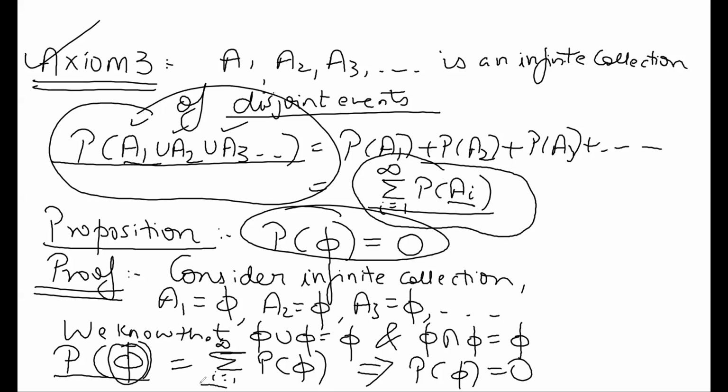Summation as i goes from 1 to infinity P of Ai. Now what is Ai in itself? Ai in itself is also phi, because all the A's are phi. Now the question which comes is, when can a number be equal to its sum? A number P of phi will be equal to its sum only when the number itself is equal to 0. So hence proof.